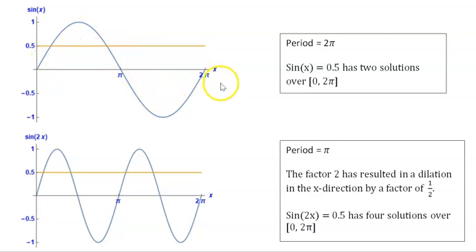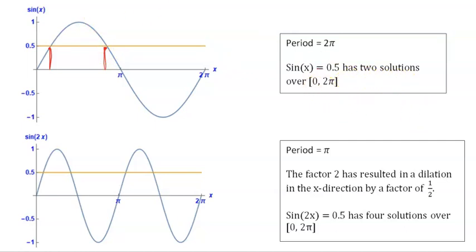If we wanted to solve the equation sine x equals 0.5, here's the horizontal line, 0.5. We want to set sine x equal to 0.5. We said it has two solutions over 2 pi, one here and one here. Two values of x that solve this equation sine x equals 0.5.